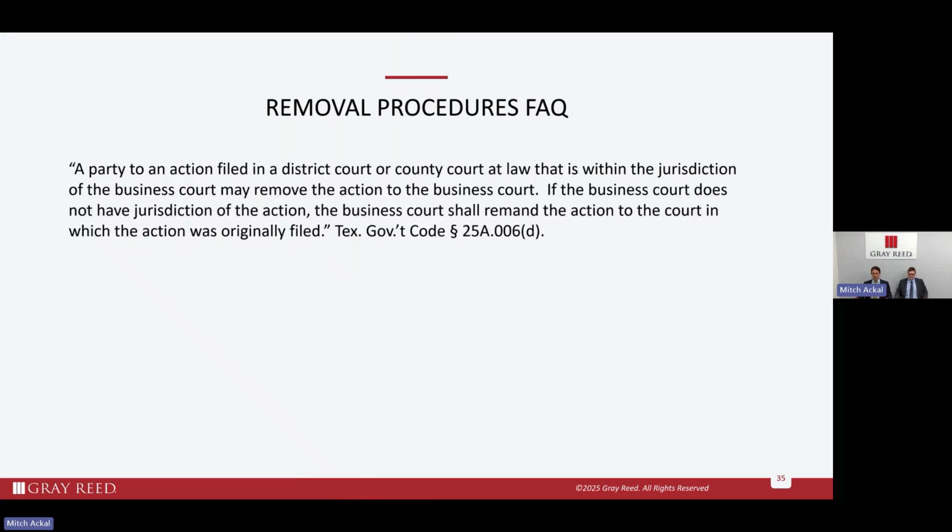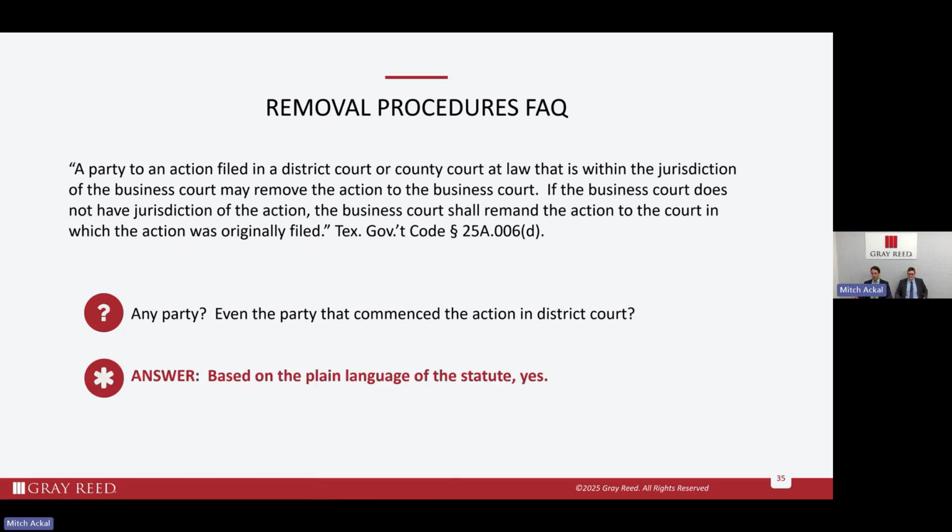So here's what the statute says, and it's really interesting. A party to an action filed in a district court or county court at law that is within the jurisdiction of the business court may remove the action to the business court. And if the business court does not have jurisdiction, then it has to remand. So one question we have is, well, the statute says any party. So even the party that commenced the action in the district court?